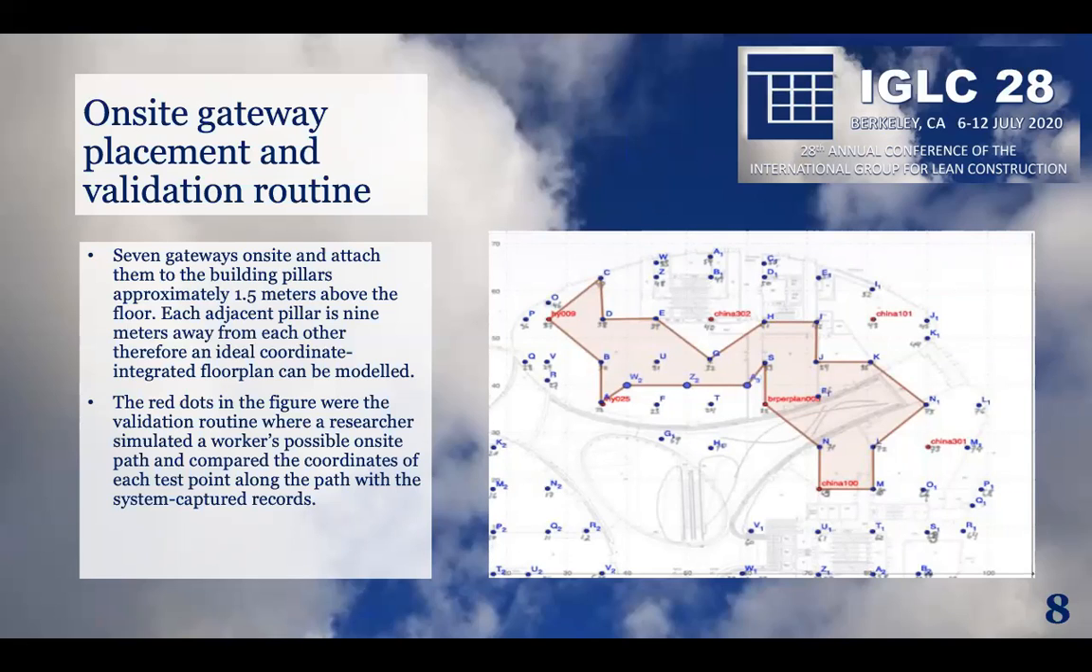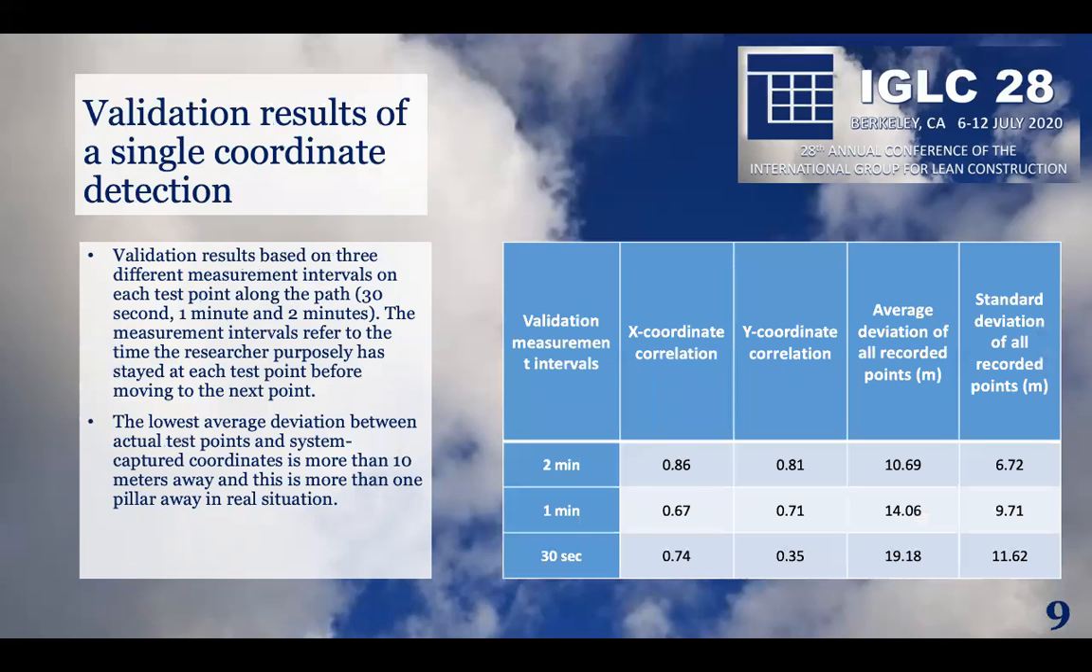And the red dots in the figure on the right were the validation routine, where a researcher simulated a worker's possible on-site path and compared the coordinates of each test point along the path with the system captured records. We pinpoint each pillar with coordinates and set the point T2, which is at the very bottom left in the figure, as our original point. So then we could do the validation.